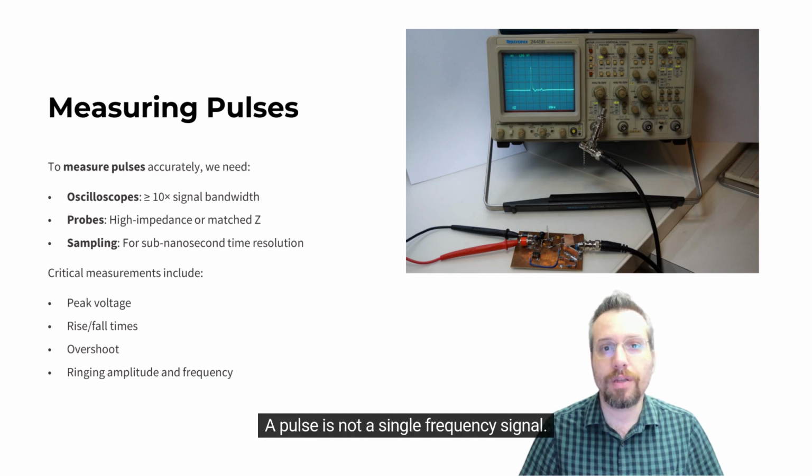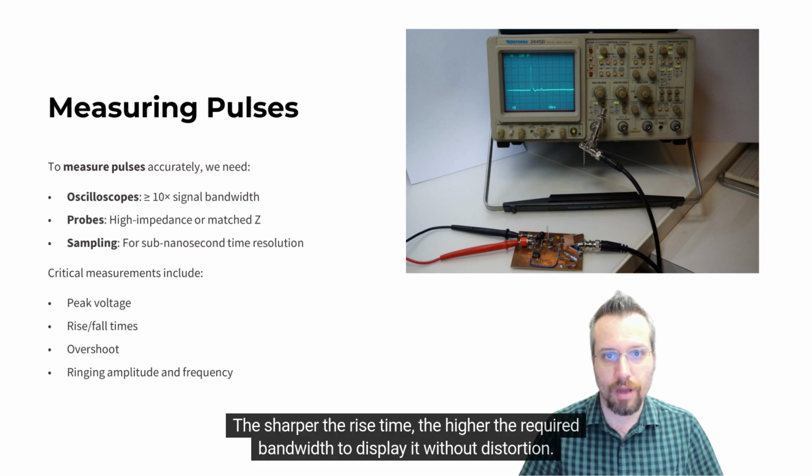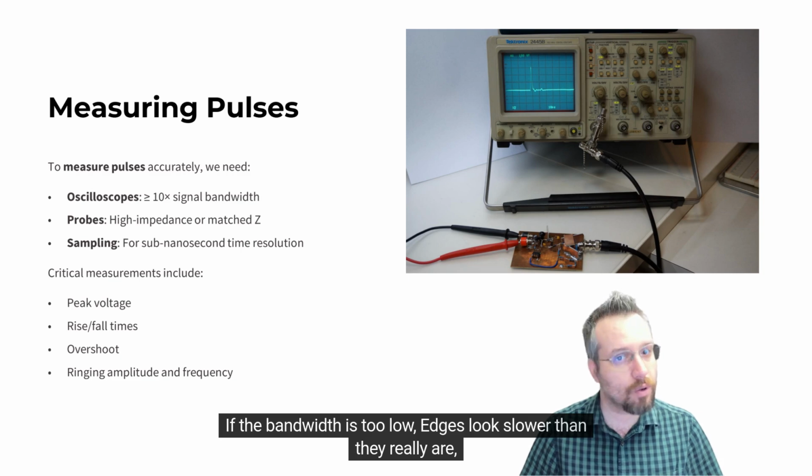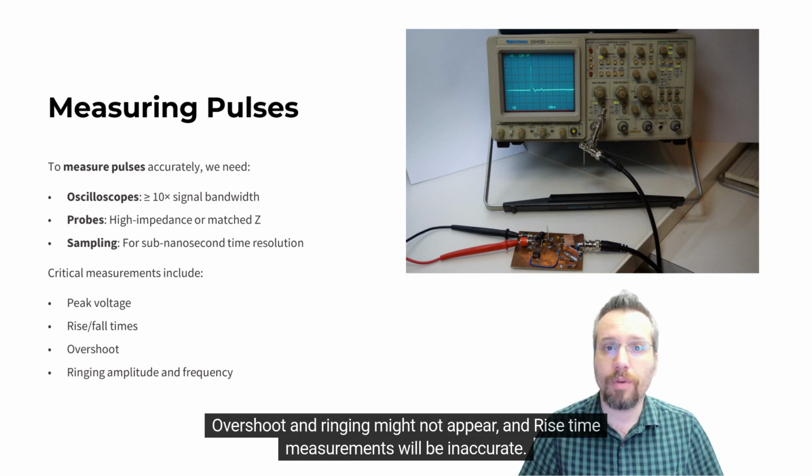A pulse is not a single frequency signal. It's made up of many high-frequency components. The sharper the rise time, the higher the required bandwidth to display it without distortion. To faithfully reproduce the shape, we often need 10 times the highest frequency component. If the bandwidth is too low, edges look slower than they really are. Overshoot and ringing might not appear, and rise time measurements will be inaccurate.